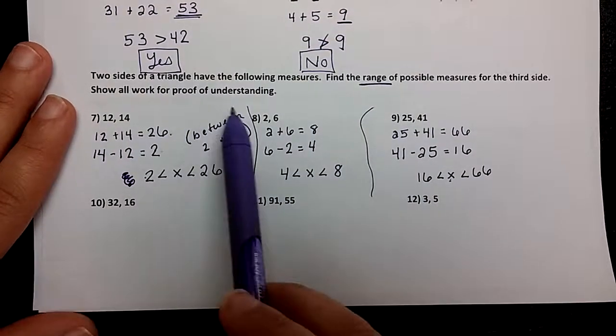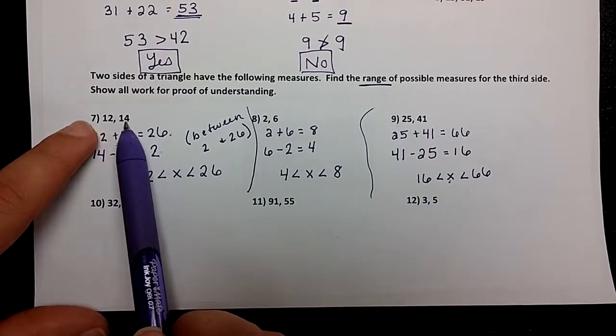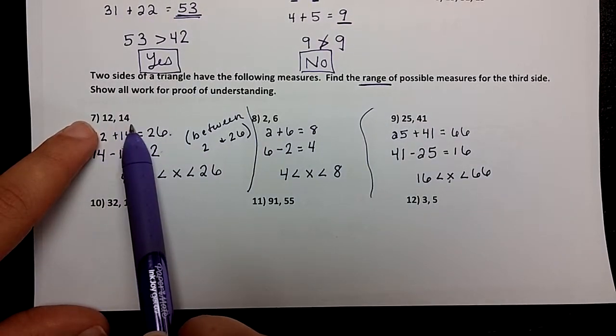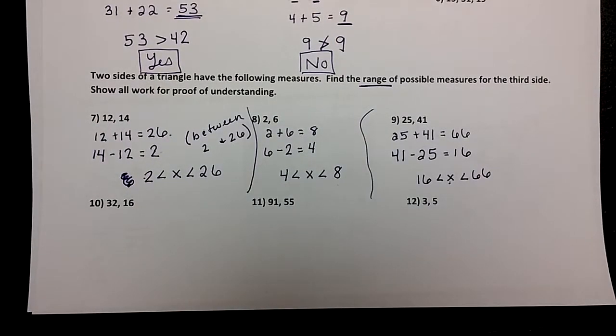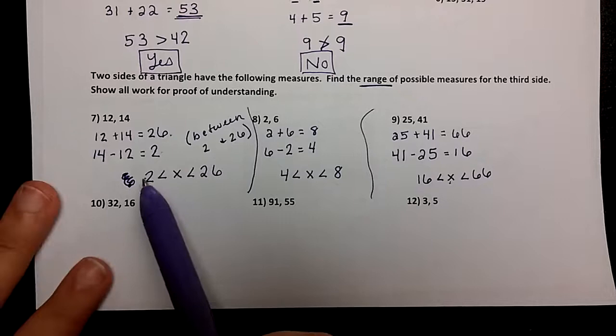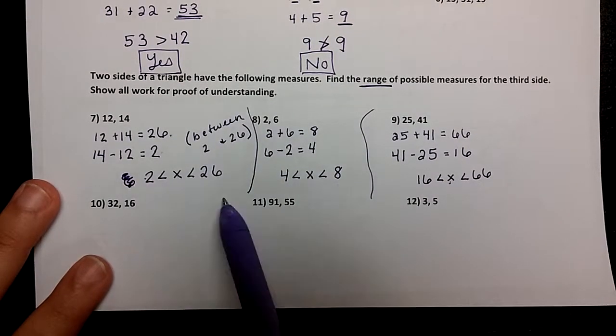Then we talked about how to find a range of possible measures. So we assumed the two sides they gave us were the smallest side and the biggest side, so we can determine the range of possible numbers the third side could be. And we wrote them as an inequality. And the inequality says that third side is between these two numbers.